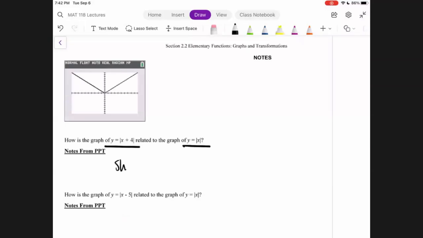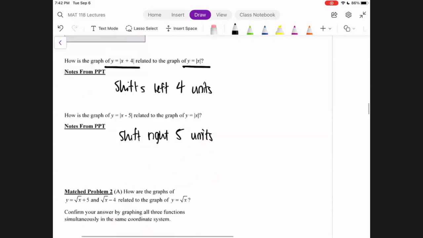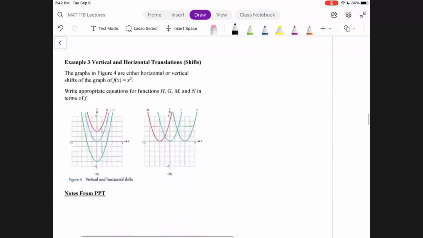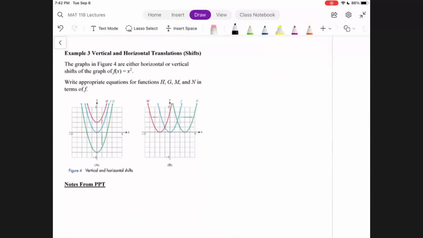So this shifts left 4 units. And this one down here, you can check on Desmos. This will shift right 5 units. Okay. And there's a match problem here, so you could double check how does the shifting work. Okay. And this one just goes through write appropriate equations. Okay.